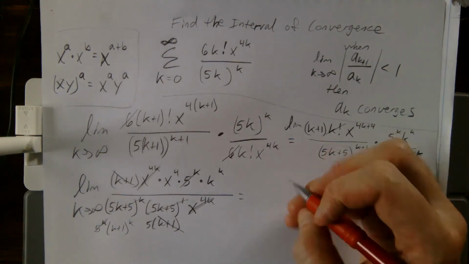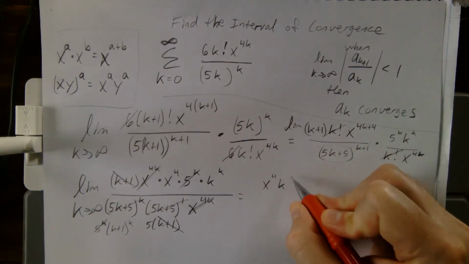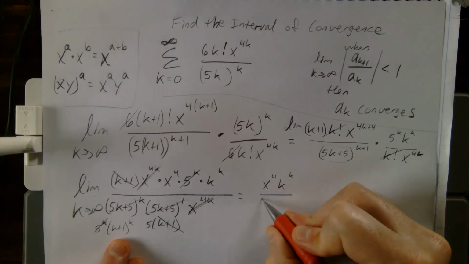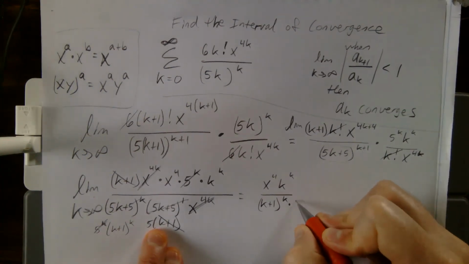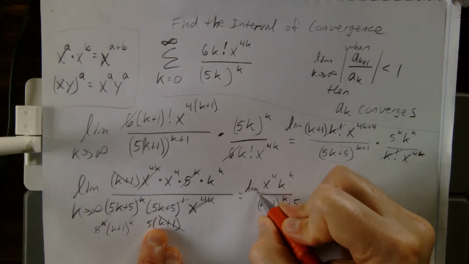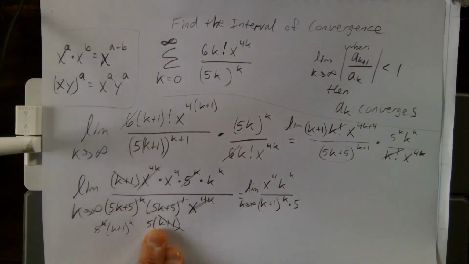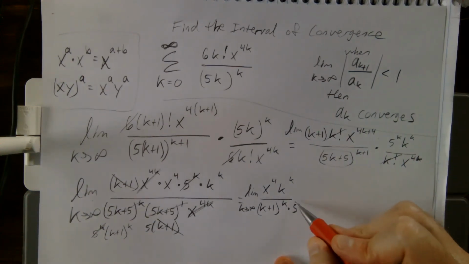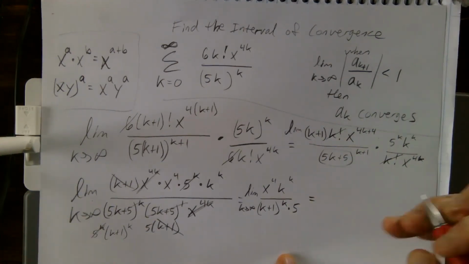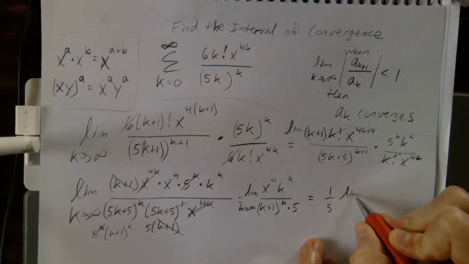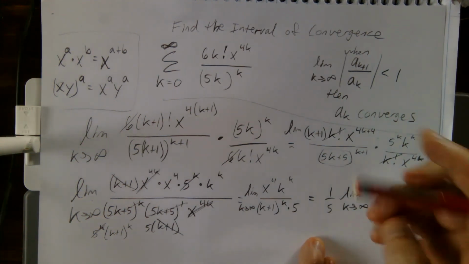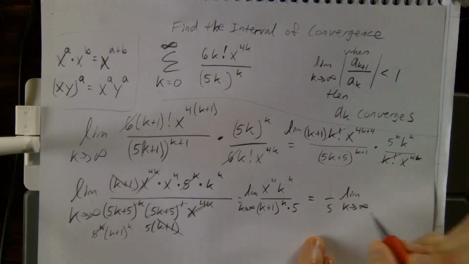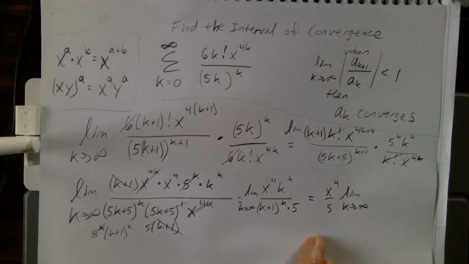Let's clean up what we have here. x to the 4th, k to the k over k plus 1 to the k times 5, limit. That's it. So 1 over 5 can come out to the front of the limit. Actually, x can come out. x doesn't have anything to do with k, and this is a limit of k. Let's pull that out as well.